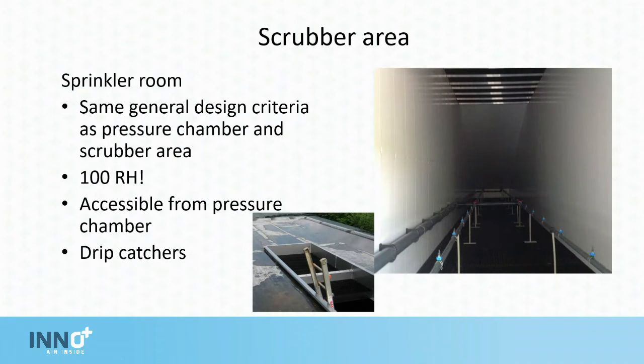Sprinkling room. Another part of the scrubber area is the sprinkling room. It should be built the same as the scrubber area or pressure chamber. Keep in mind this area has a 100% relative humidity. This room is accessible from the pressure chamber, and here the drip catchers are mounted.